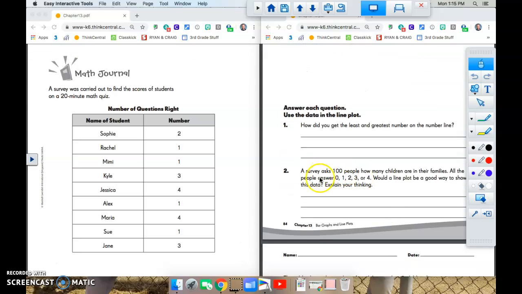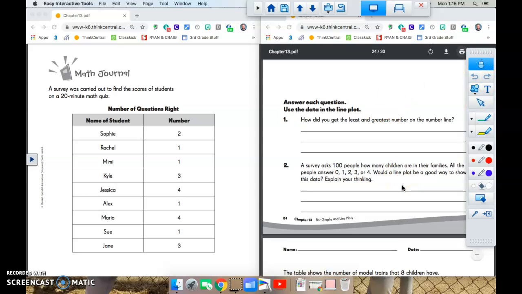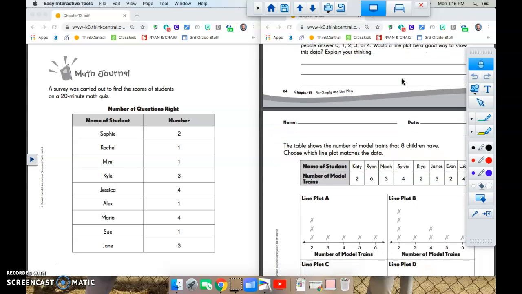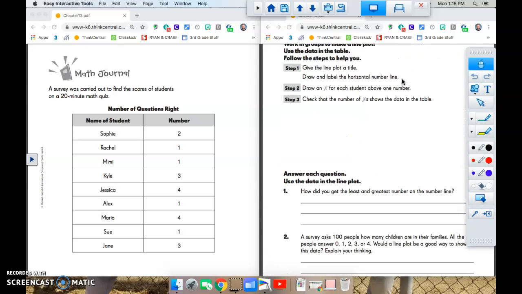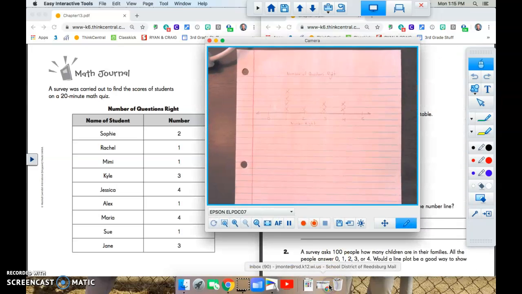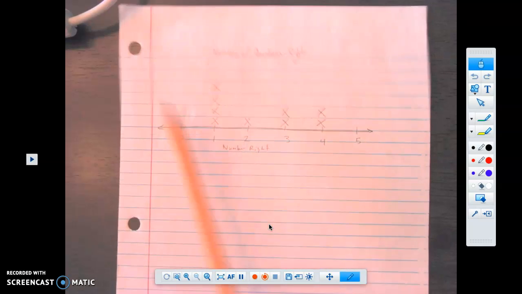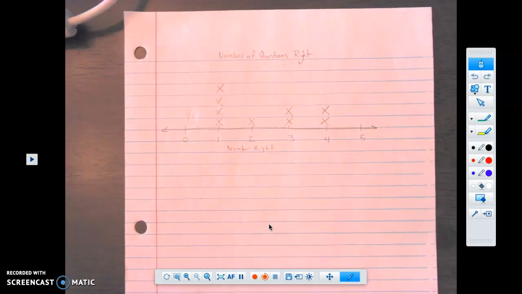The next question says, a survey asks 100 people how many children are in their families. And all the people answer 0, 1, 2, 3, or 4. Would a line plot be a good way to show this data? Explain your thinking. Well, let me pop this back up again, and we'll make it a little bigger. More than likely, it's going to be really hard to make that all fit and work. 100 is a pretty large sample, so maybe going with either a pictograph or bar graph would probably be a better choice. It's possible to do it here, but that's a lot of work.